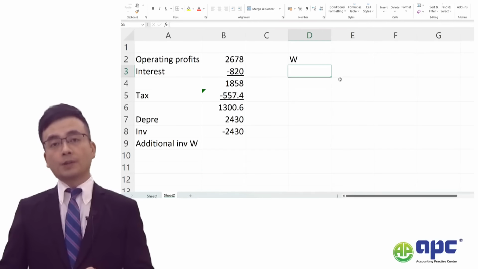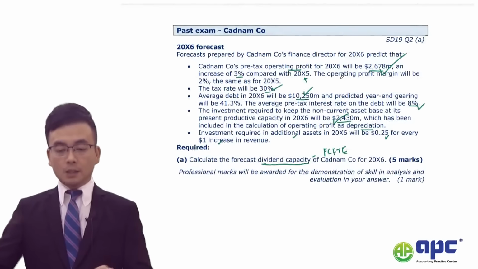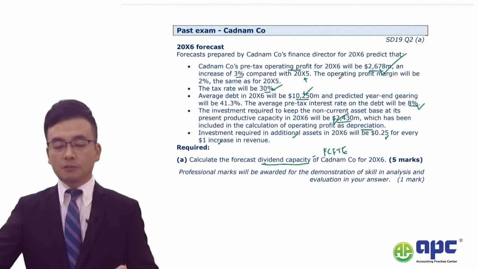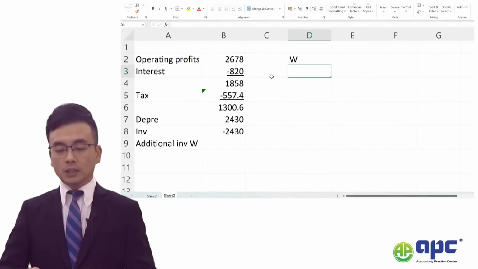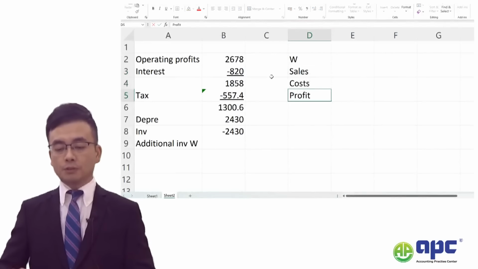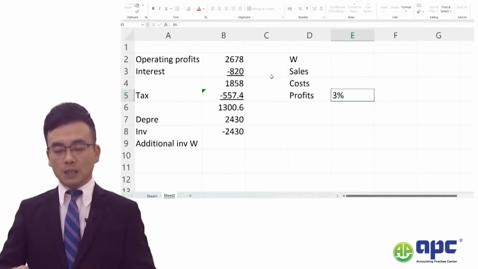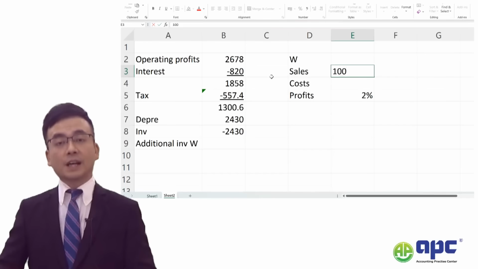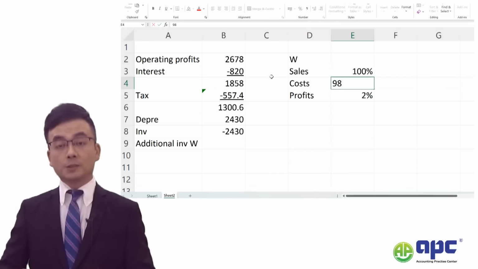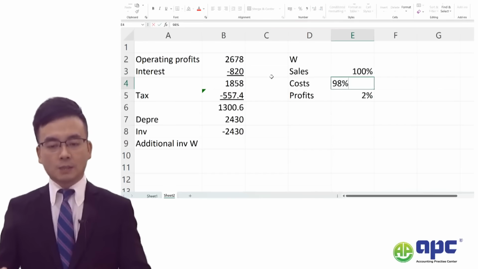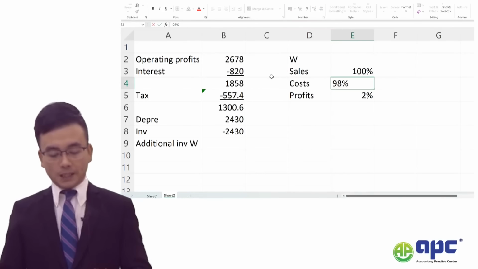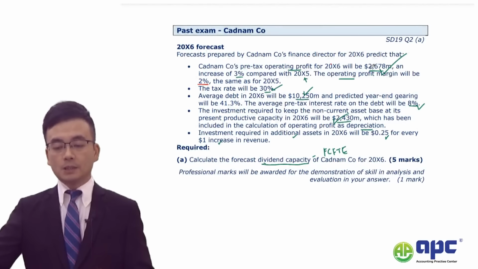And then what you need to do is to calculate that revenue figure. Because we're told the operating profit margin at the very first start will be 2%. So that's why we need to use sales revenue and to subtract costs, which will give us profit. Because that operating profit margin will be 2%, which means margin is basing on 100% of the sales. And that's why the cost of sales, or the cost there, will be standing for 98% there.